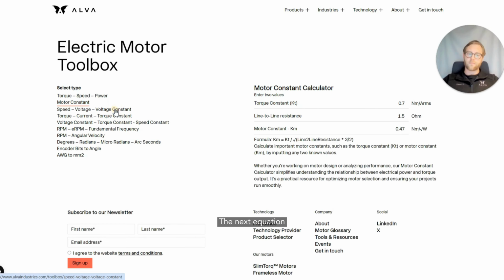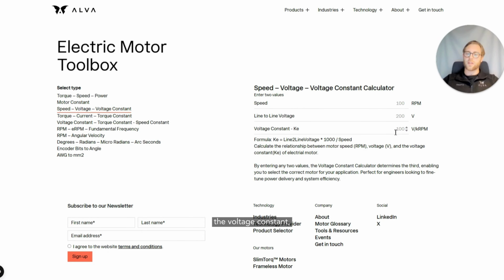The next equation shows the correlation between the voltage constant, the supplied voltage, and the available speed. This equation is useful if I want to understand what level of supplied voltage I need in order to run a specific speed if I already have selected a voltage constant.